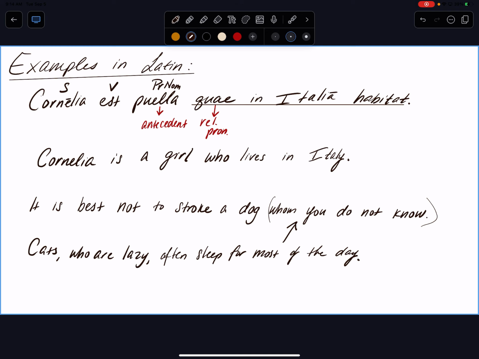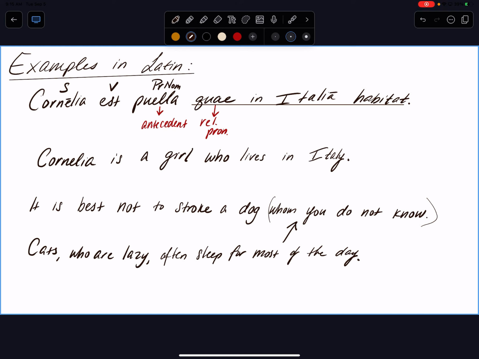Another example, dinosaurs, which are now extinct, are said to have ruled the earth. That would have commas because it's non-essential information. You could just say dinosaurs are said to have ruled the earth. Another one: students who concentrate in class often do better in tests.